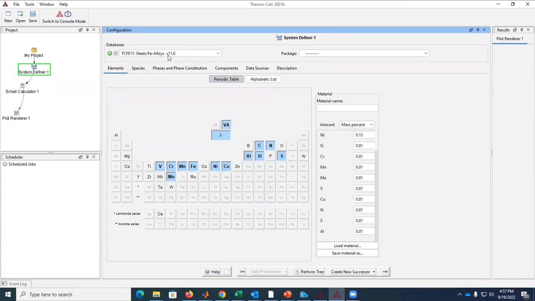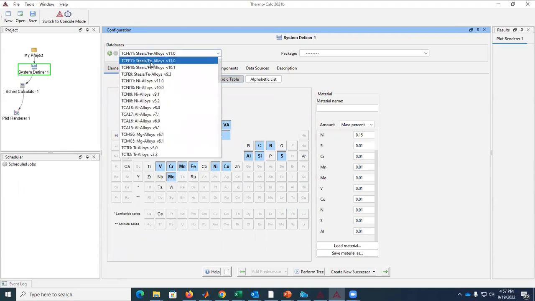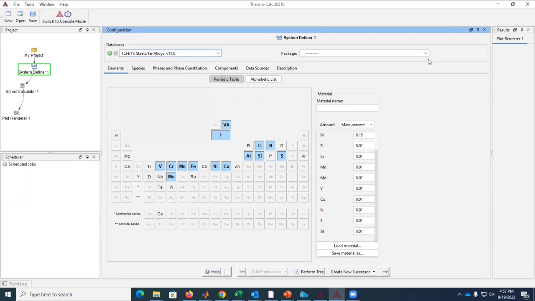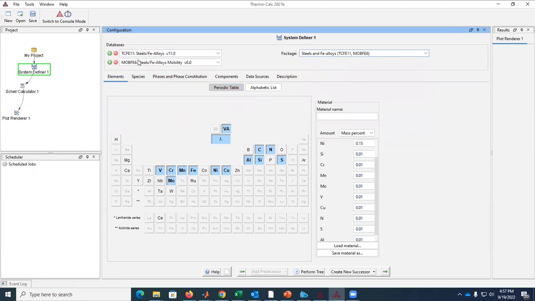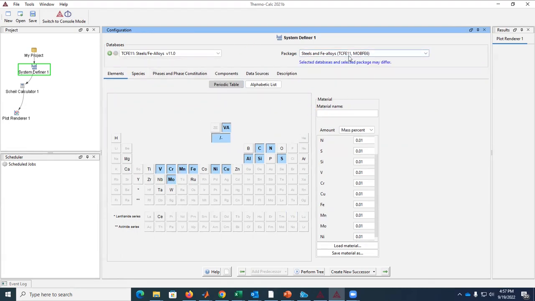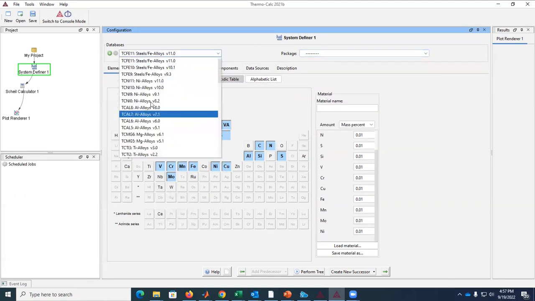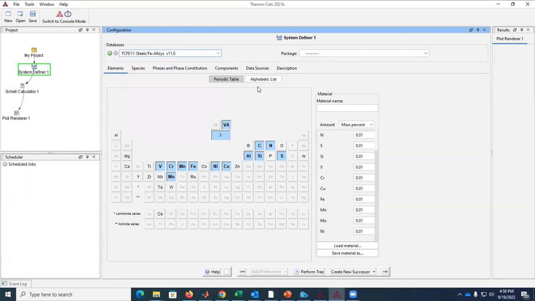As you see at the top of the system definer, we also have the database. In this case, we have selected the steels and iron alloys database, which is the one we usually use for steels. We also can take a package, the package of steels and database, which includes the mobility database and the regular database. The mobility databases are for diffusion analysis. We are not going to do diffusion analysis, so we can just delete it to avoid extra calculations in the system. So we just use the regular database here. But we can also use a different database.